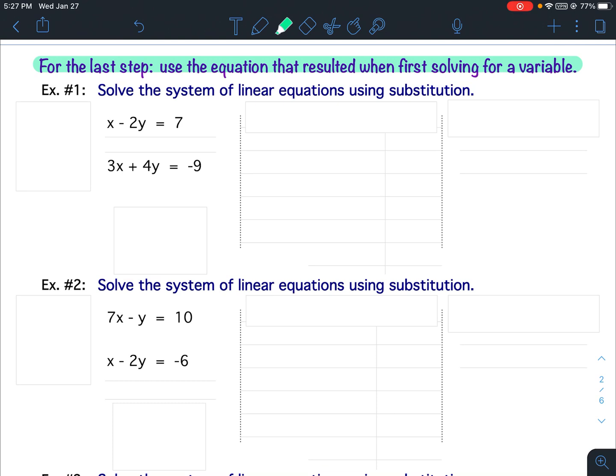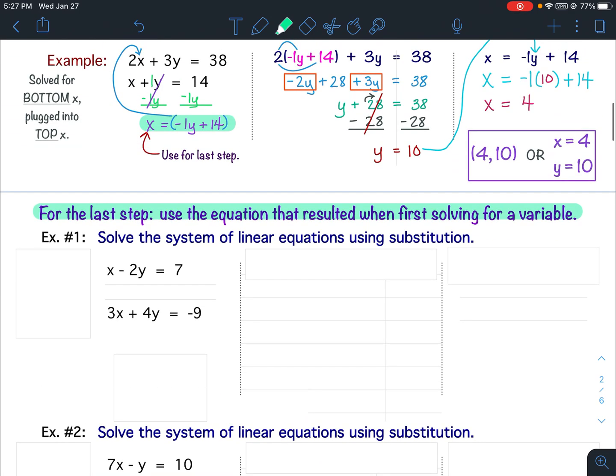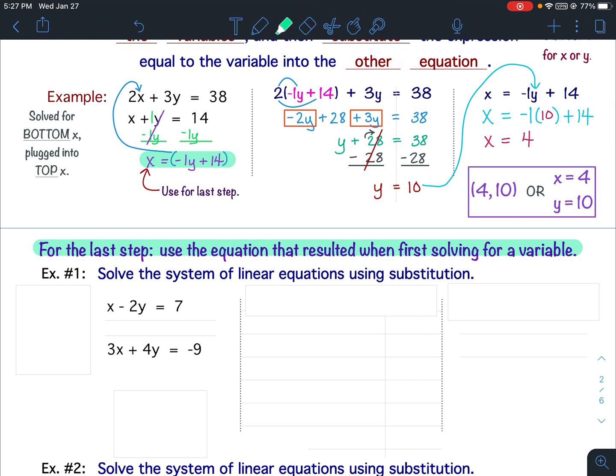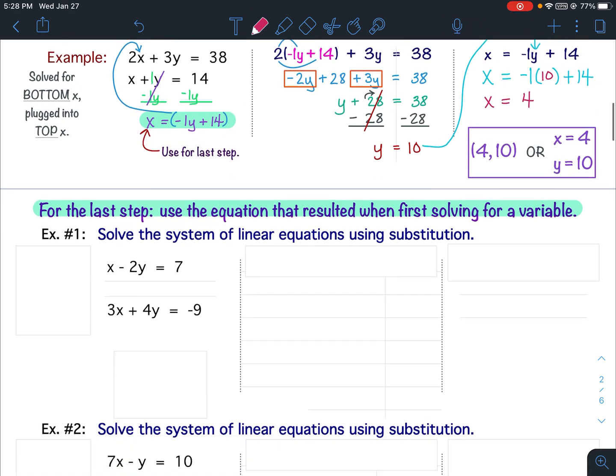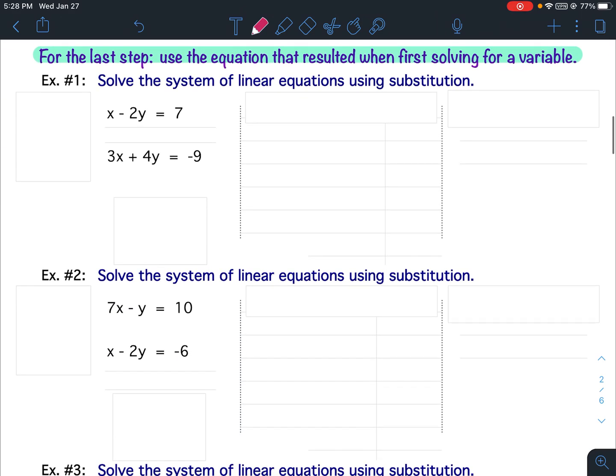All right, so it says, for the last step, use the equation that resulted when first solving for a variable. What that is saying is, you're going to want to use the equation you get right here in the last step over here, which I already explained when I did the first video. So the first equation you get when you solve for a variable, that is what you want to use in the very last step. So let's look at example 1.